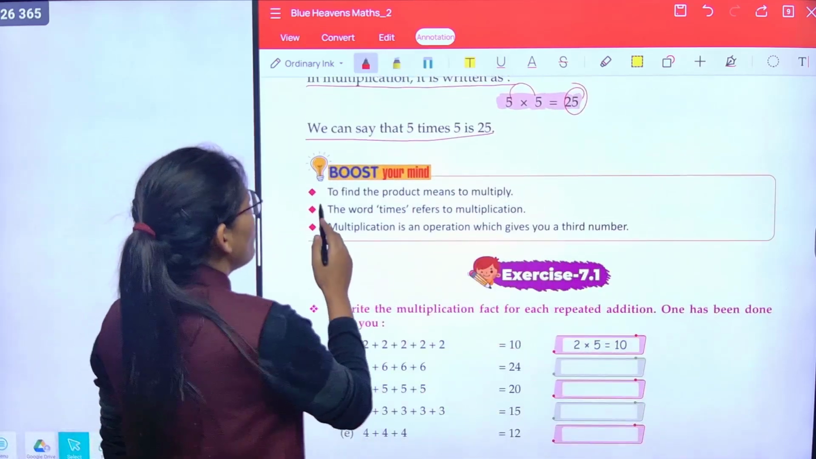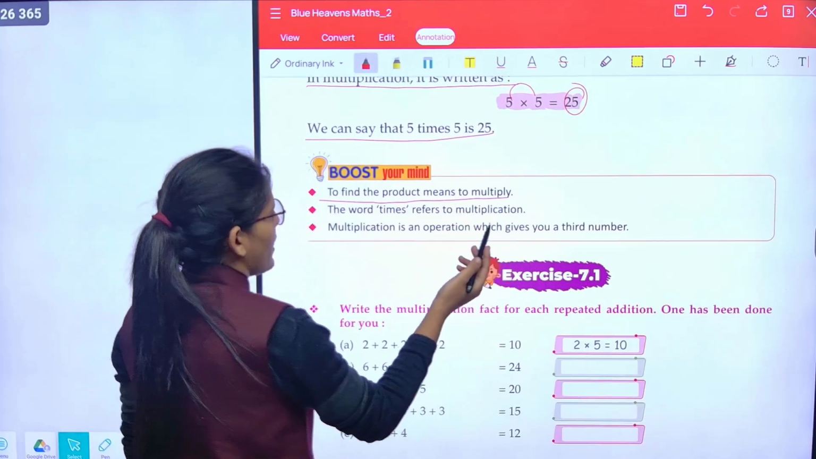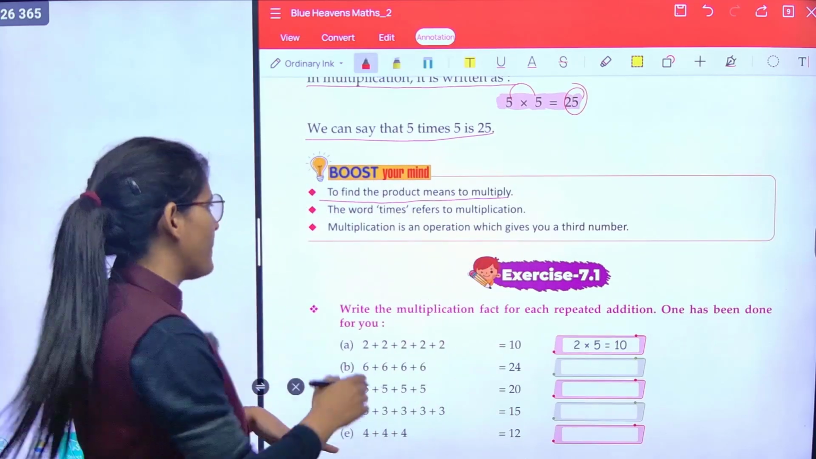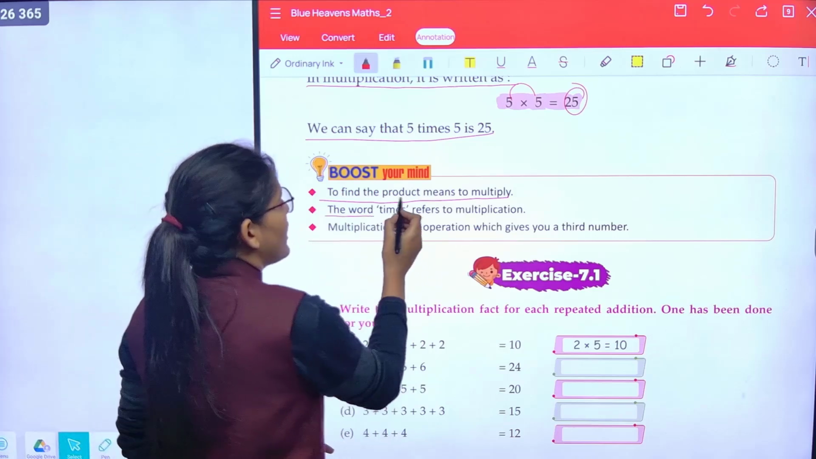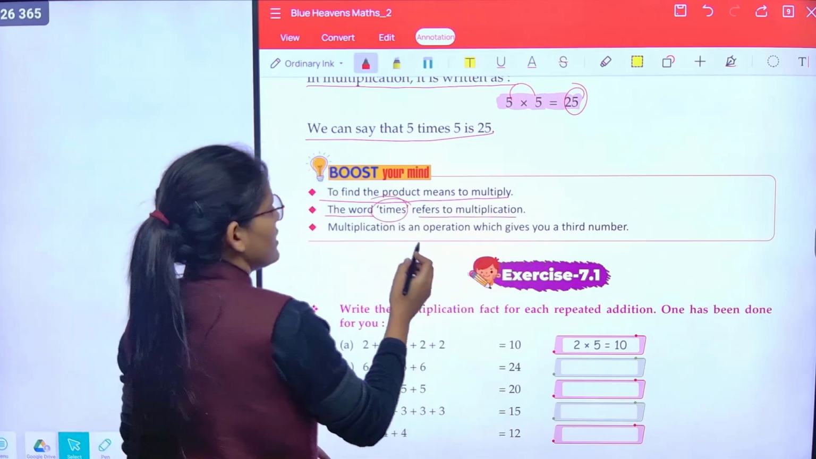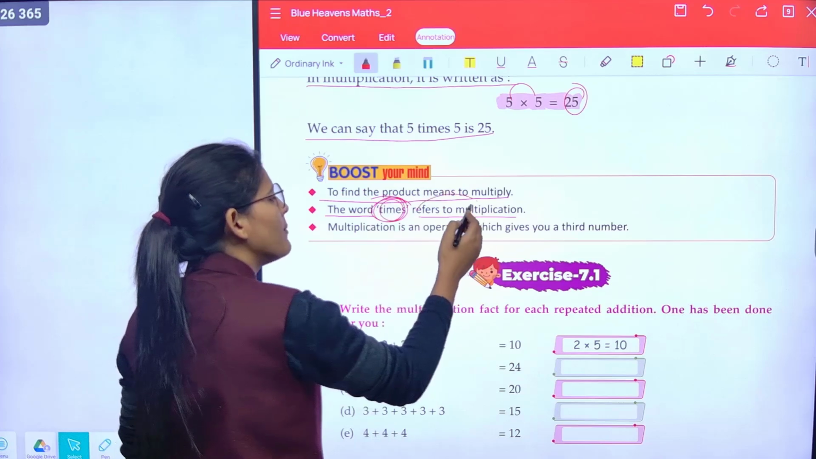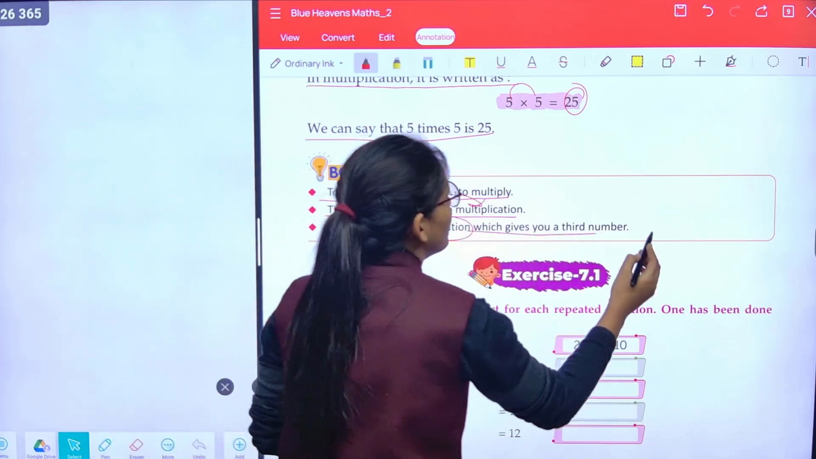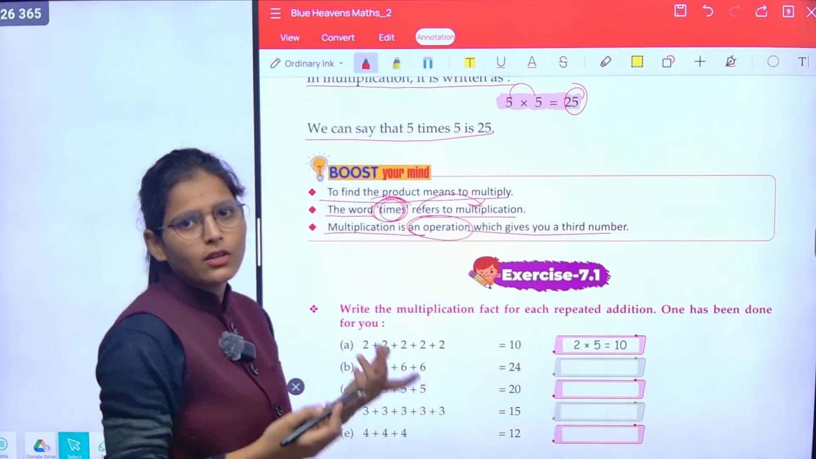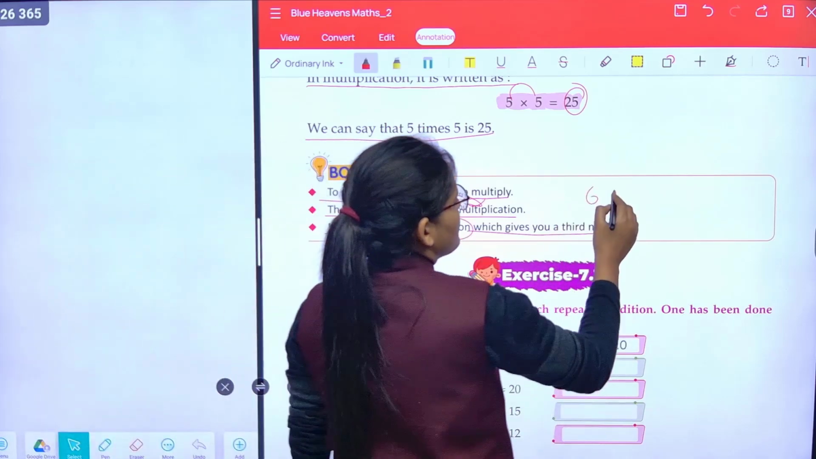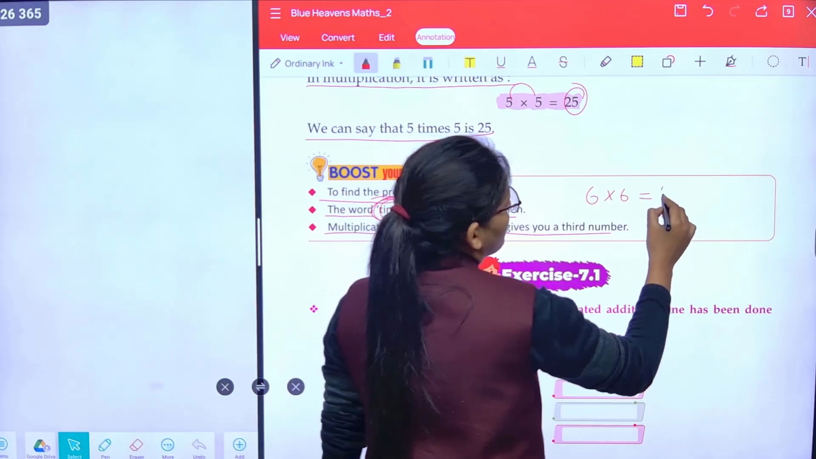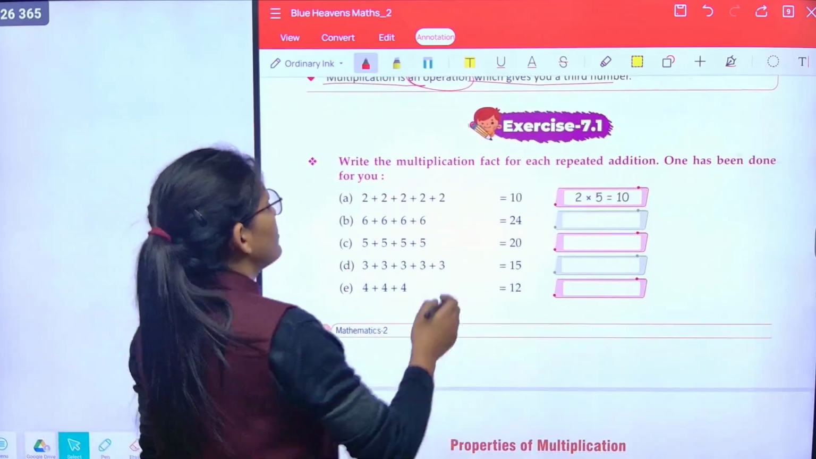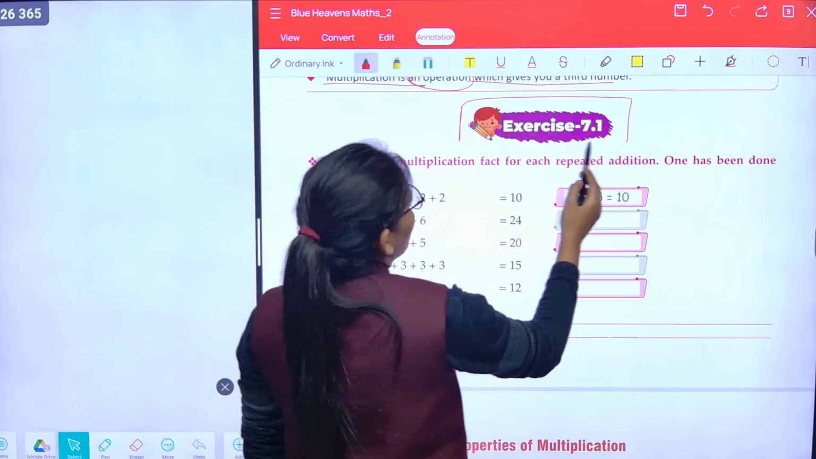Now, to find the product means to multiply. The word times refers to multiplication. What does the word times refer to? Multiplication. Multiplication is an operation which gives you a third number. See, 6 multiplied by 6. What will our third number be? 36. Understand class? Now come to exercise 7.1.